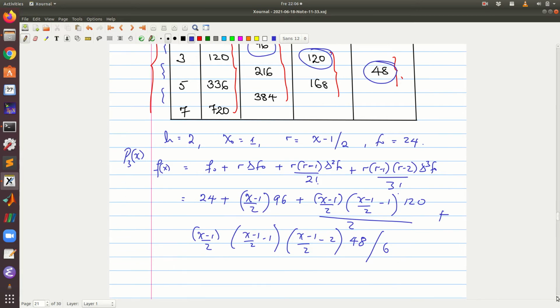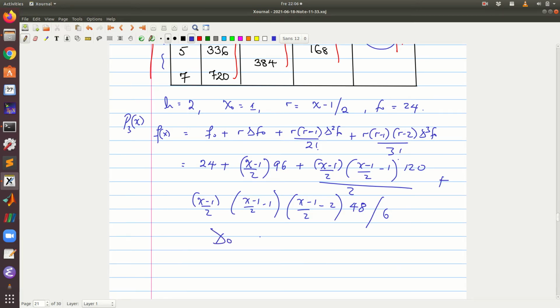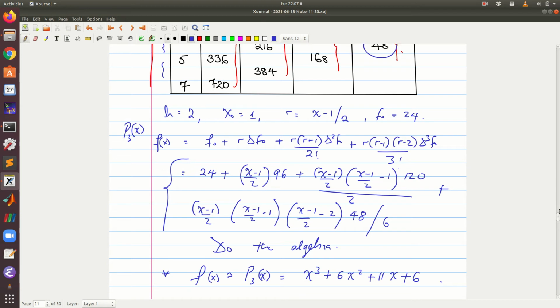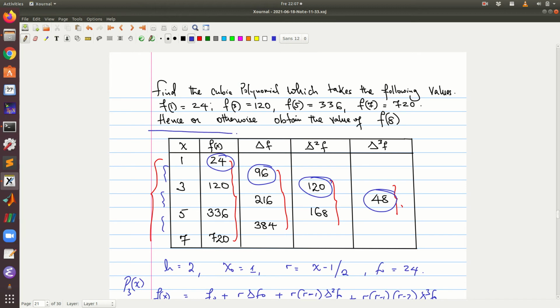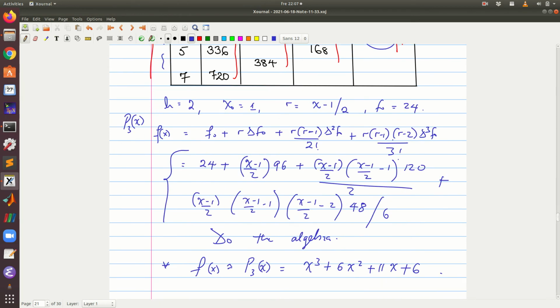So you can please do the algebra and verify that f of x, or this polynomial of degree 3, is given as x cubed plus 6x squared plus 11x plus 6. Because they said we will find a cubic polynomial, hence or otherwise, we would like to obtain the value of f at 8. So it is simply just plug in now.